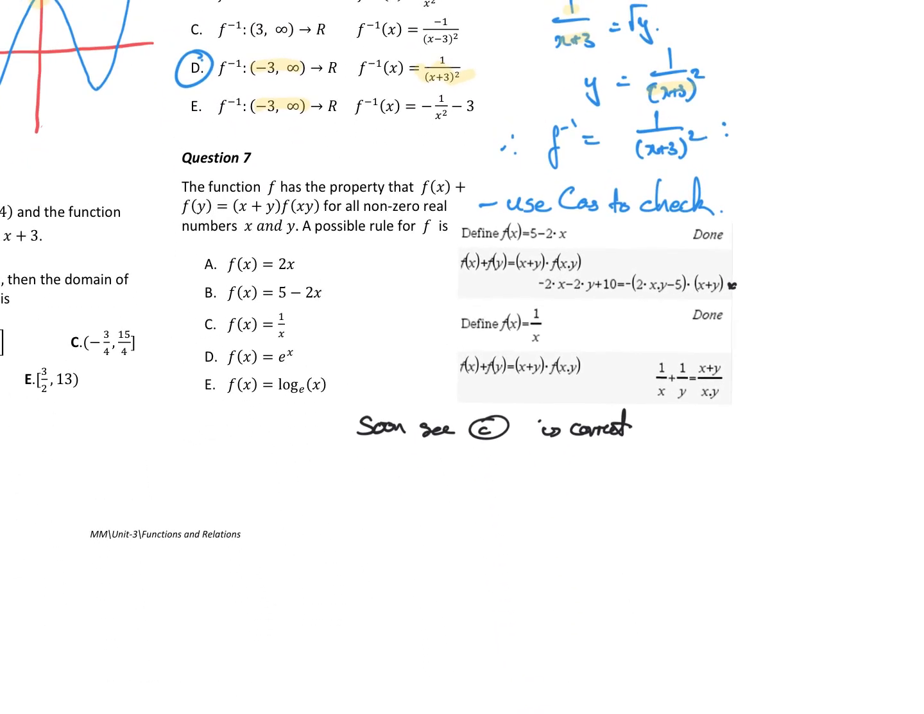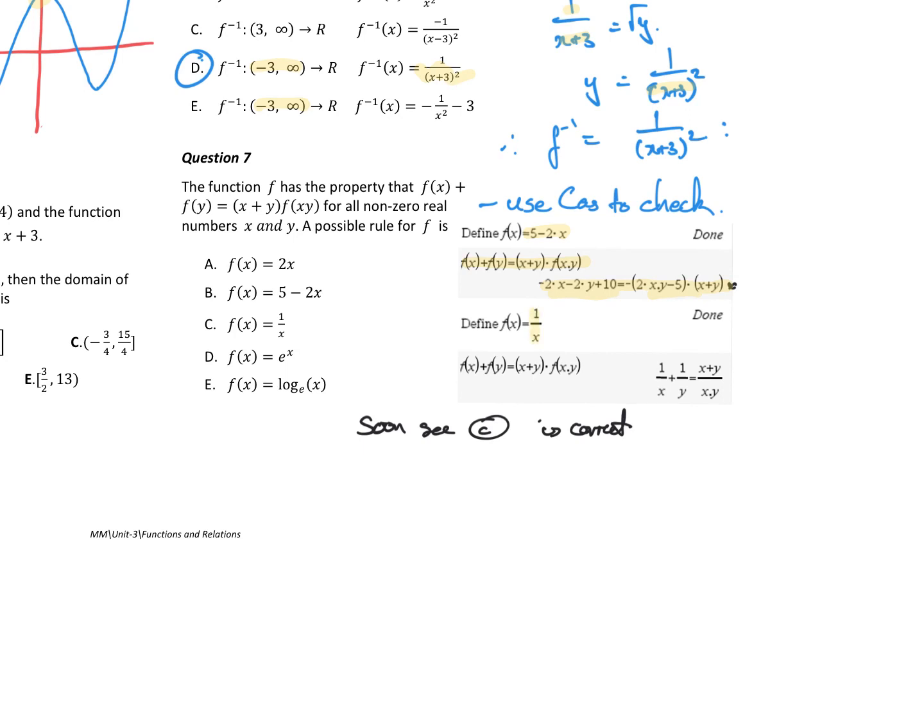Question 7. This one was probably best done on a calculator. And you can see there, if I define the function 5 minus 2x and then type in the expression, the calculator will generate. Okay, and whilst it's not obvious that they're not equal, straight away on the left-hand side, there's no x squared terms or anything like that. Whereas if I expand the bracket on the right-hand side, I'm going to get x squared y and xy squared and things like that. So clearly it's not 5 minus 2x.